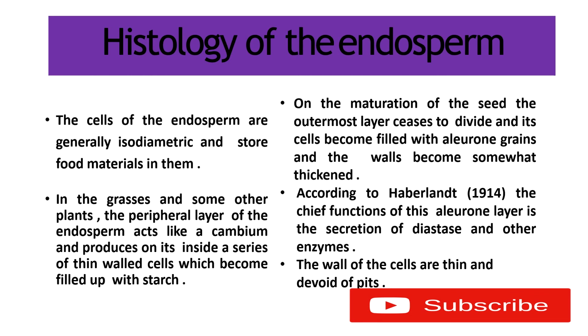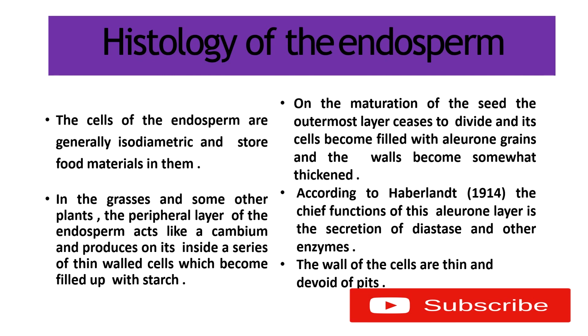So the peripheral layer of the endosperm in these cases produces a series of thin-walled cells which become filled up with starch. In grasses and other plants, the peripheral layer of the endosperm acts like a cambium, undergoing continuous division and producing a series of thin-walled cells, and these thin-walled cells are filled up with starch.